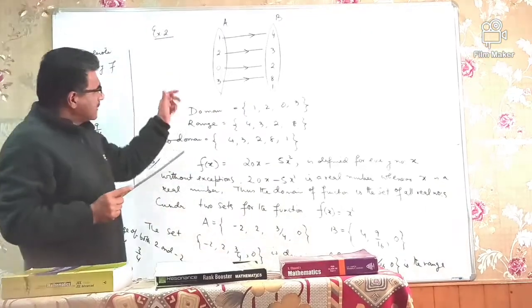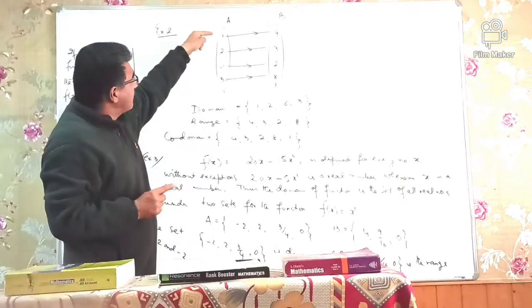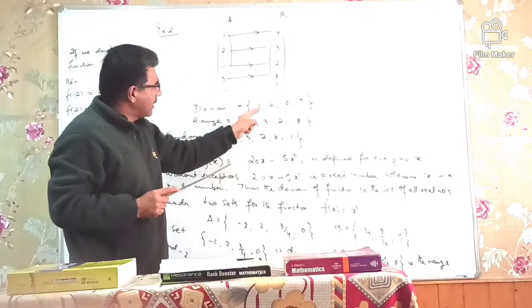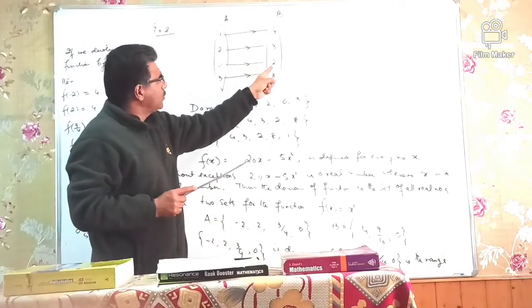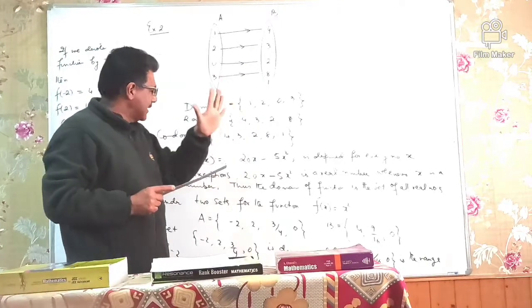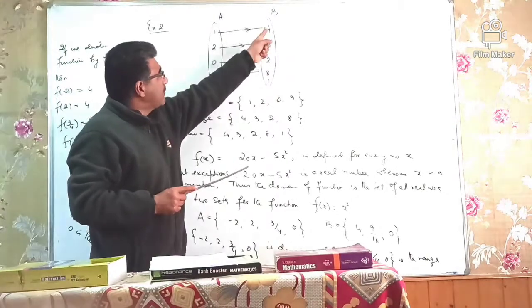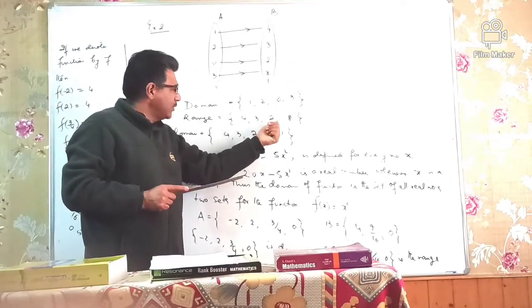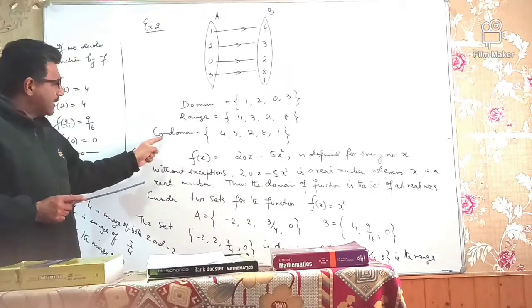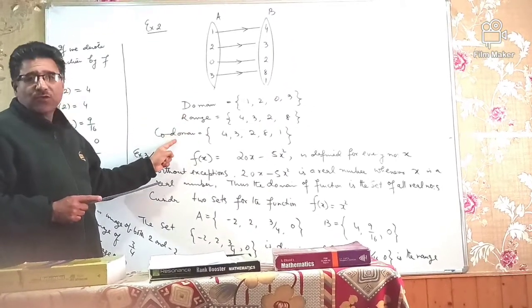Now, what is the domain of this function? Domain is the set of values given to the function. That is 1, 2, 0, 3. And the range is 4, 3, 2, 8. And the codomain is this whole set B. That means 4, 3, 2, 8 and including 1. Right? That is the codomain. See, the range is always a subset of the codomain.